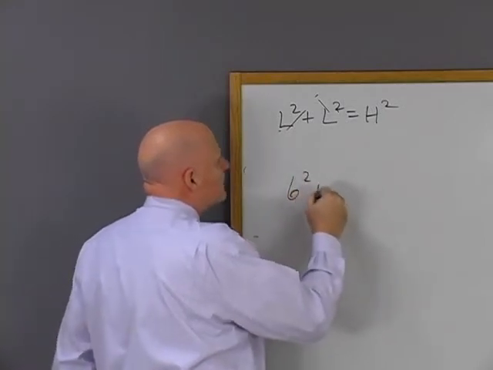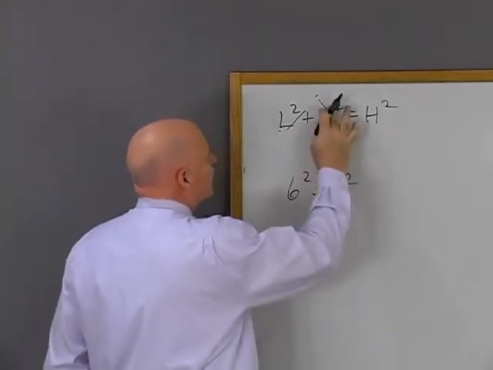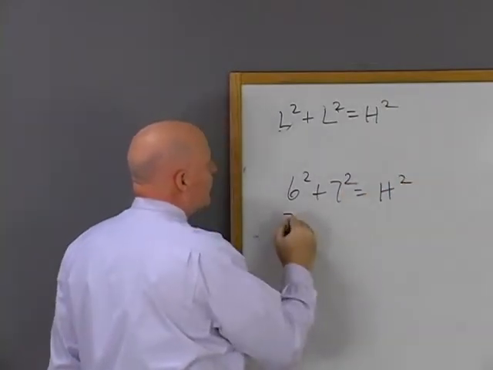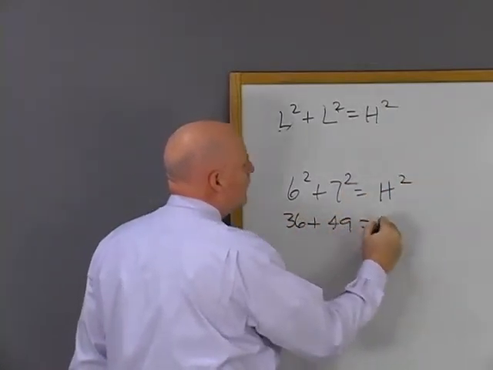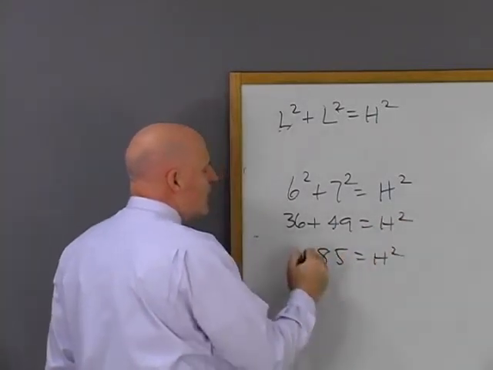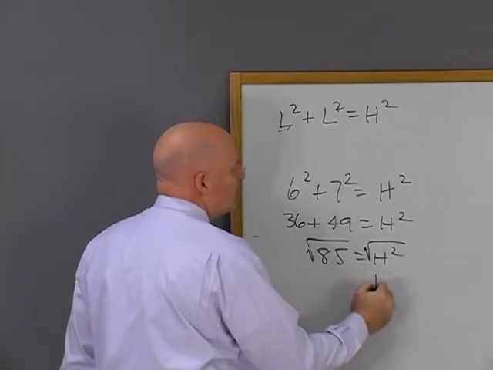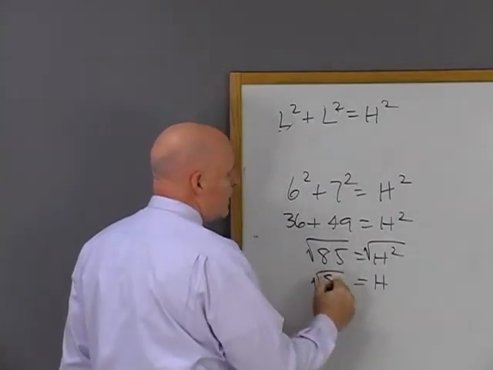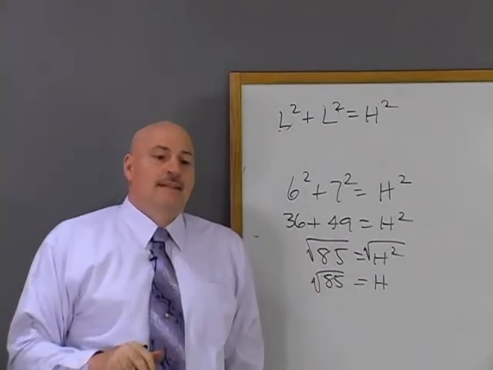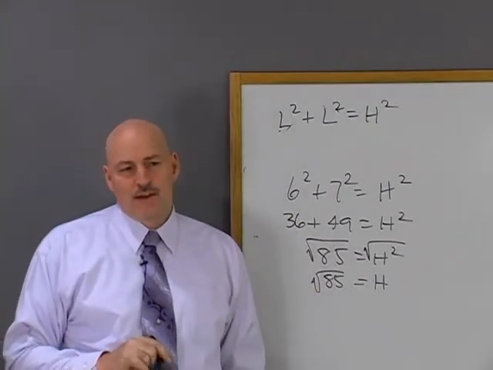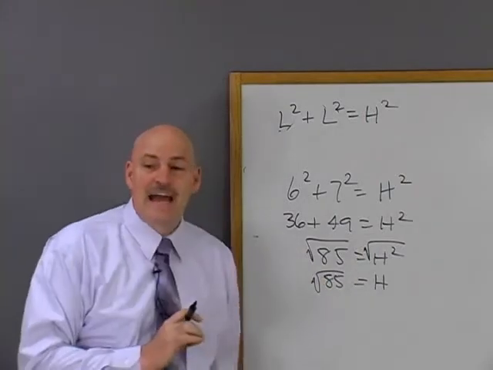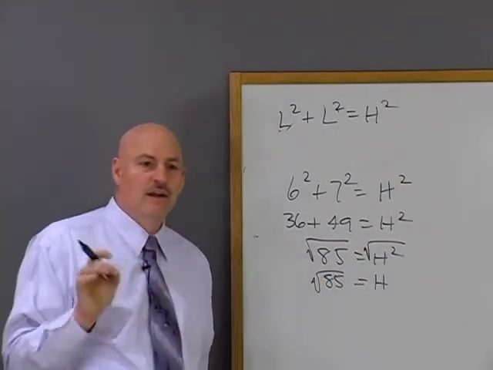6 squared plus 7 squared, leg squared plus leg squared. Whoa, where'd all that come from? Equals hypotenuse squared. 36 plus 49 equals hypotenuse squared. 85 equals hypotenuse squared. Take the square root of both sides. The hypotenuse is the square root of 85. Can we simplify that? Not really. There's no perfect squares or factors, so we just leave it. And we know, though, that that's a little over 9 if we were to solve that using our calculator.